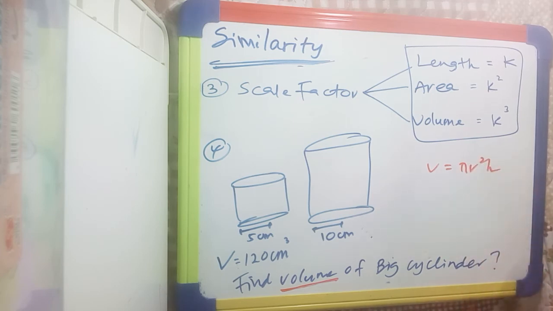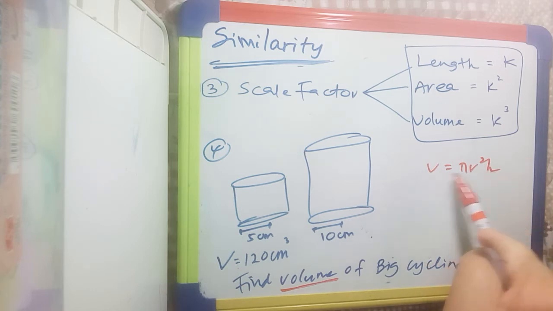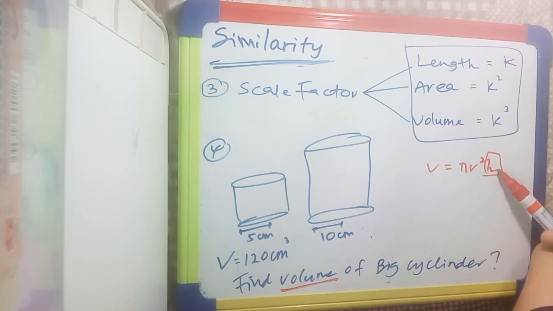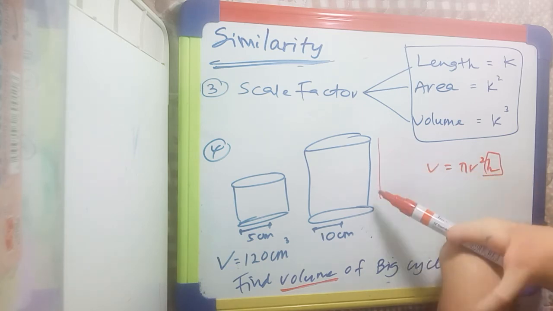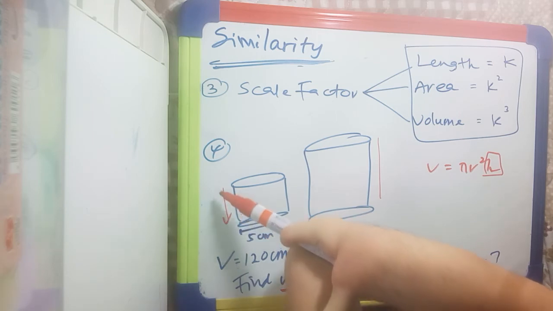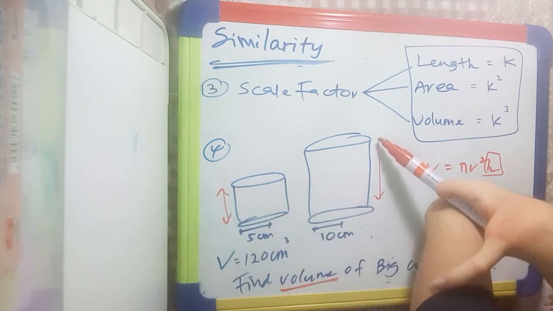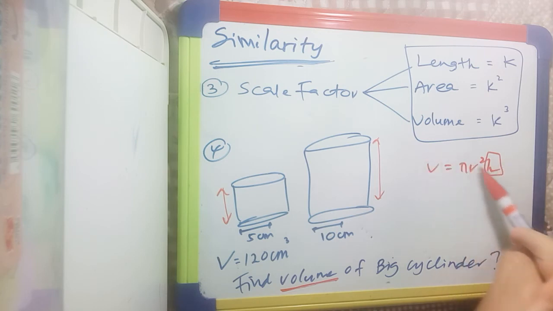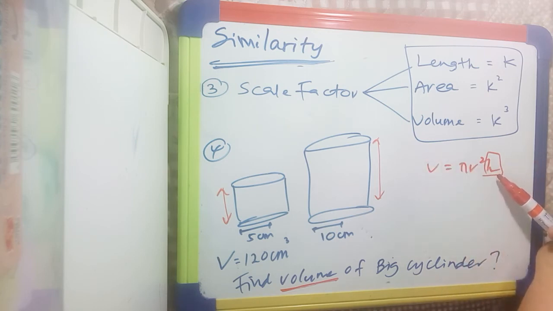h. But the problem right now, we cannot use this formula. Why we cannot use this formula? We don't know what is the height of the cylinder. The height of the cylinder is not given. This one is not given, this one also is not given. So it is impossible to use this formula. Okay, we cannot find the volume of the big cylinder just by using this formula directly.